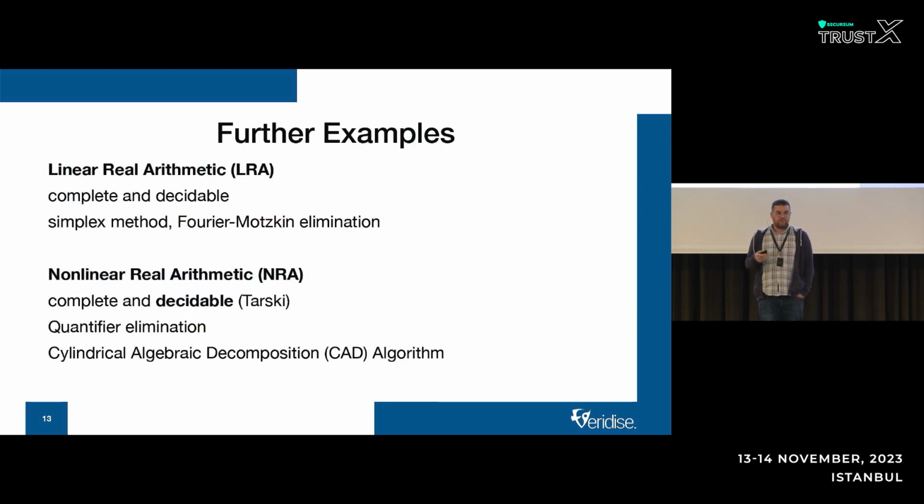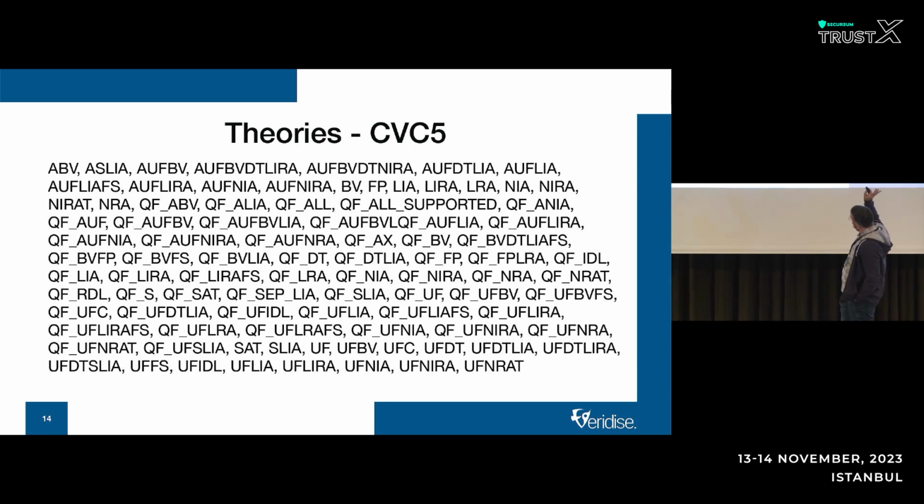Just to give you a bit more of a visual example, you can think of the theory of the real numbers. If you, again, just include linear real arithmetic, you would be in the world of the simplex method and all of those things. Or you can look at nonlinear real arithmetic, which surprisingly, so that's a result by Tarski, is complete and decidable, right? So you can approach it algorithmically. You have quantifier elimination, that's a very strong tool. And there are very fast algorithms like cylindrical algebraic decomposition and so on. Yeah, so just to give you an idea of possible theories that are around, this is the list of theories that you can use inside the CVC5 solver.